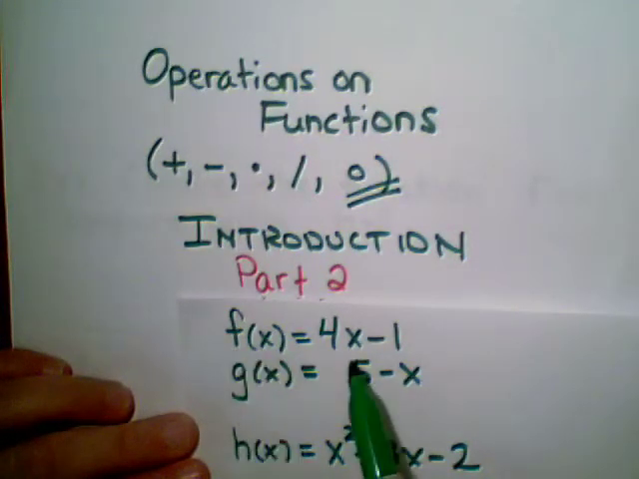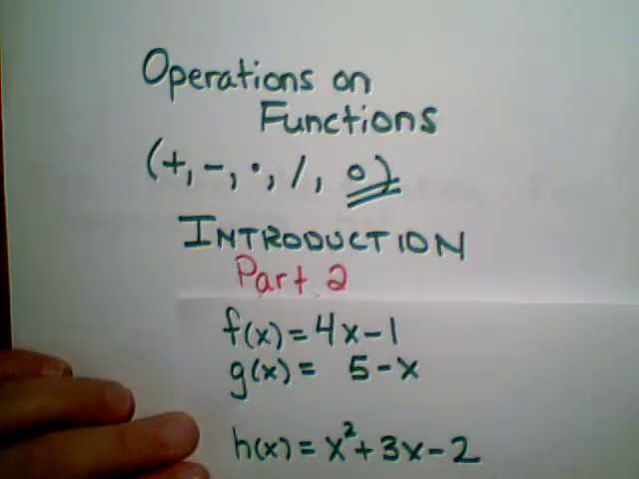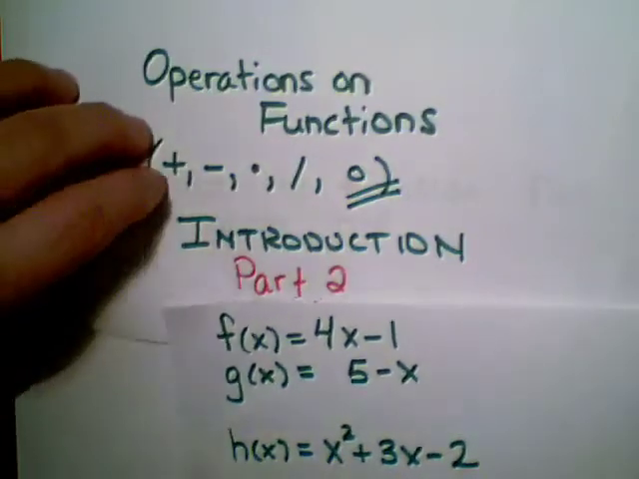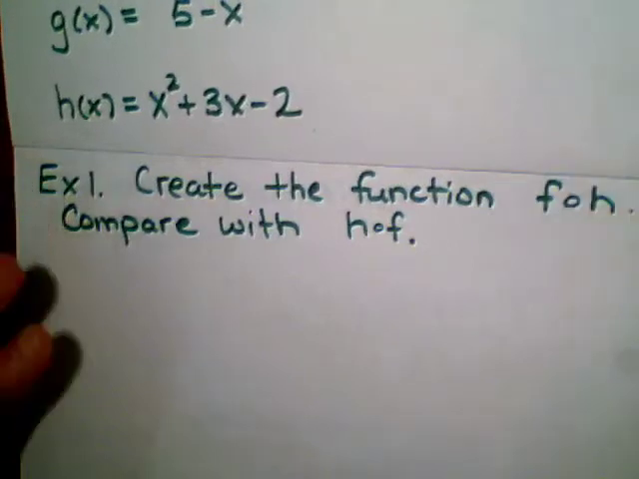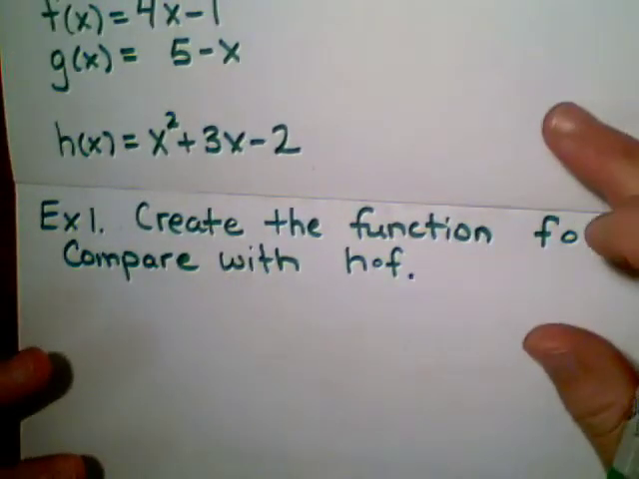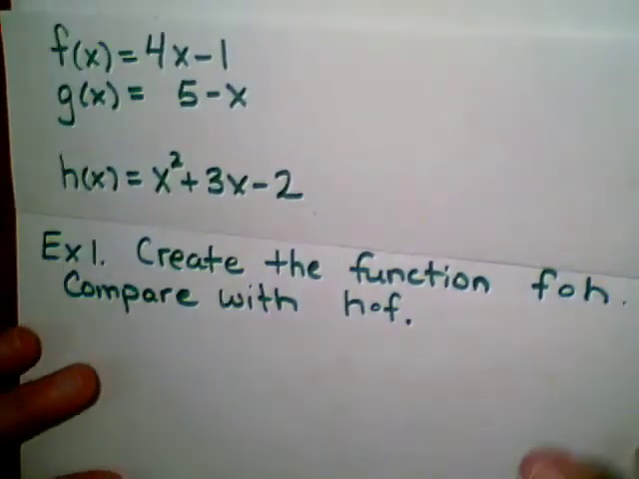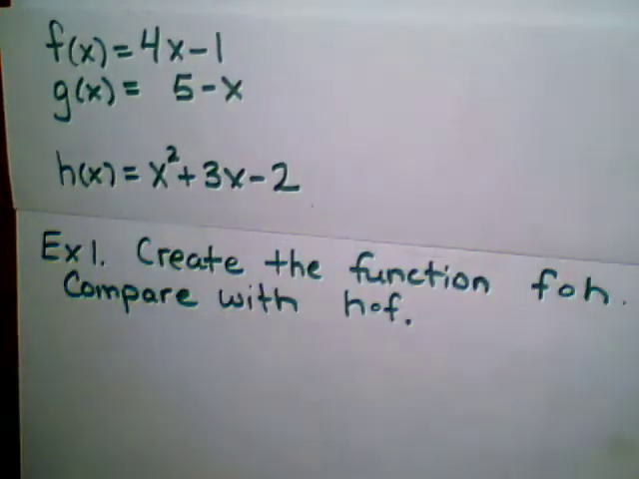f of x = 4x minus 1, g of x = 5 minus x, and then we're going to be adding in h of x, this polynomial, if you want to pause and jot those down. Let's move on. Example 1. Using functions f and h from this list, let's create the function f composed with h.